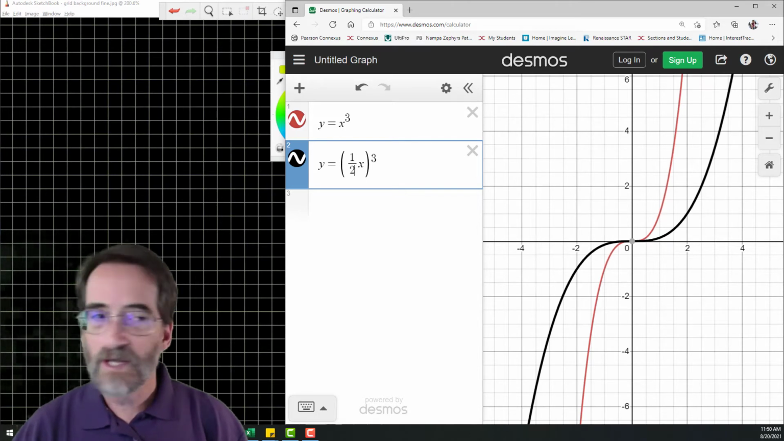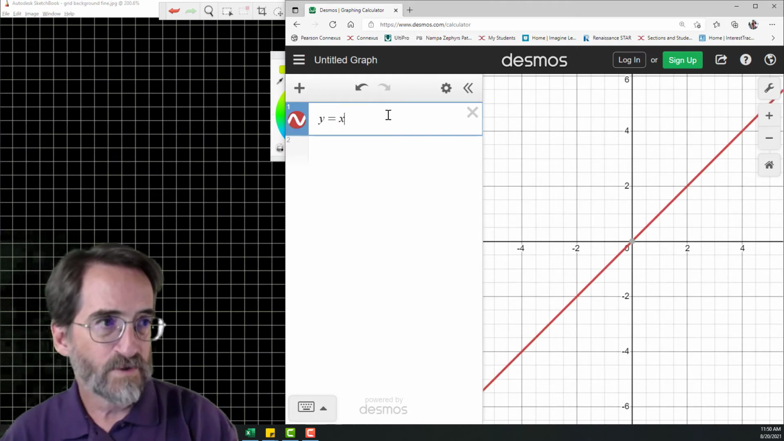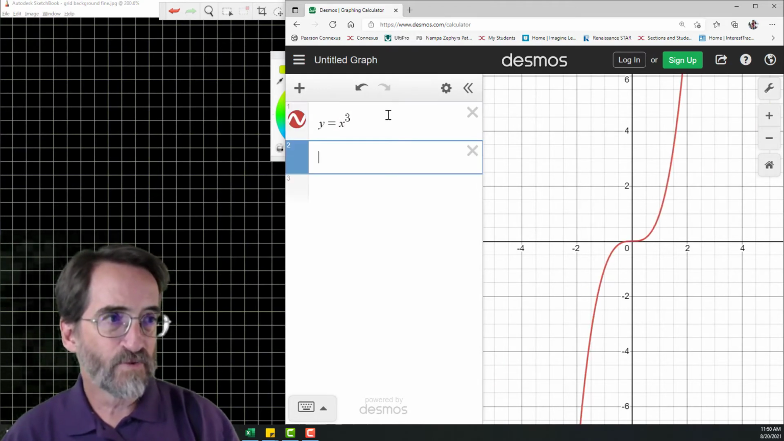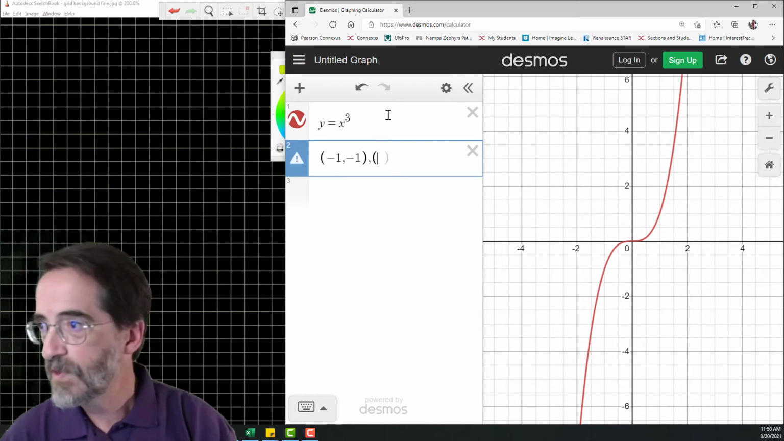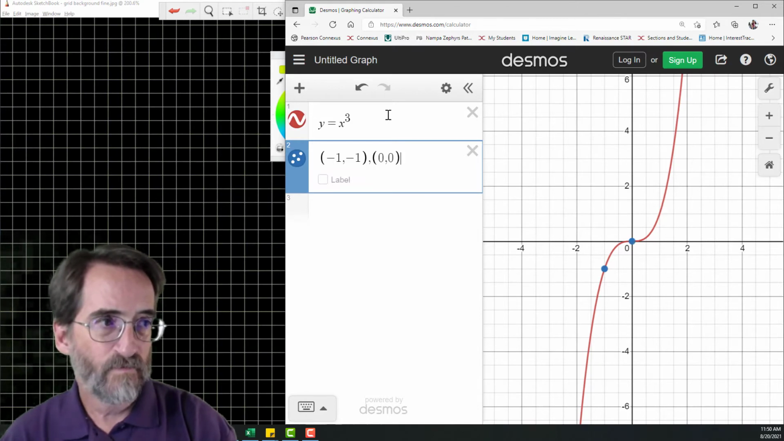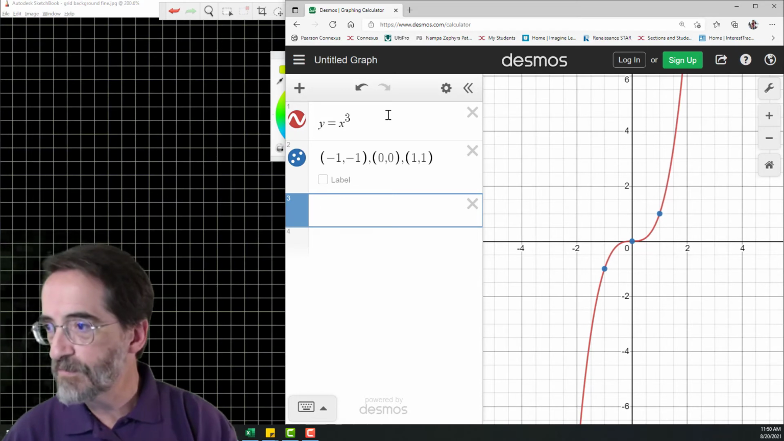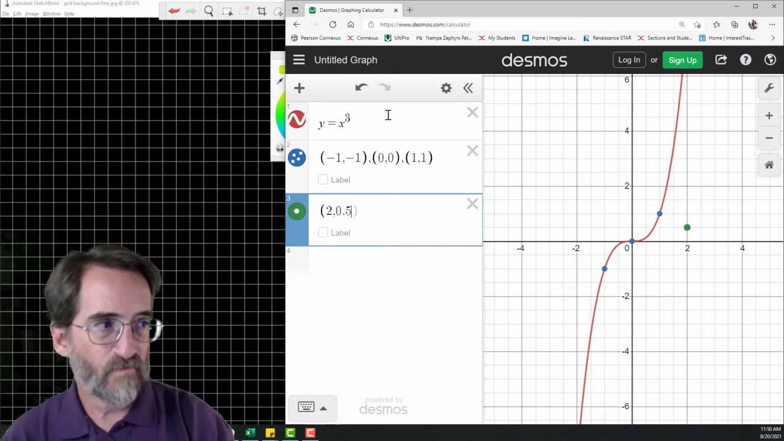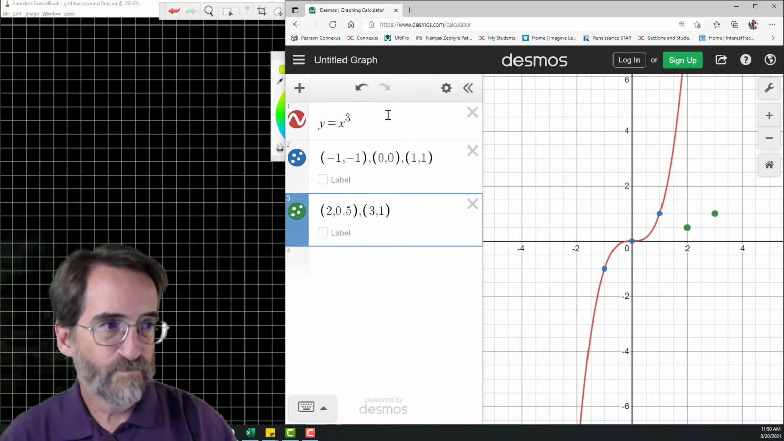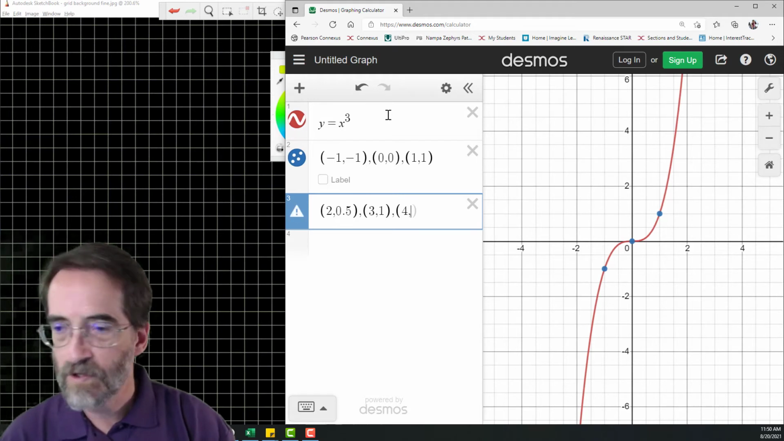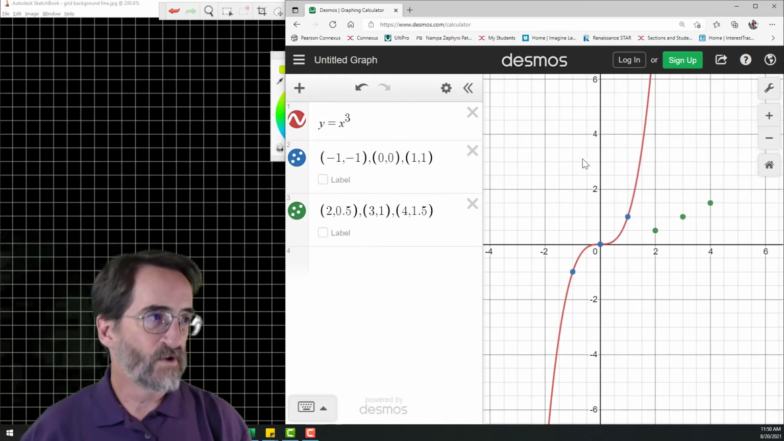Some other things that the spread worksheet talks about. It gives you a dancing robot. So it gives you y equals x cubed, and it gives you 3 points on the function here: -1, -1, 0, 0, 1, 1. Okay? And then it gives you another robot with these points: 2, 0.5, 3, 1, and 4, 1.5. And it wants you to find a function that fits that.